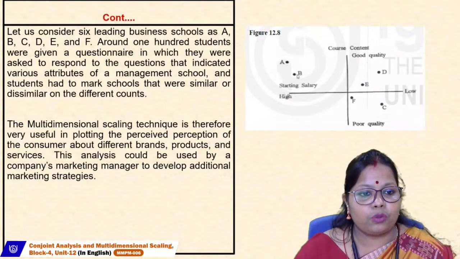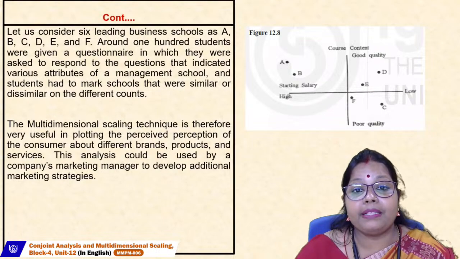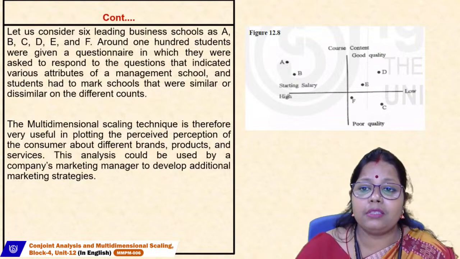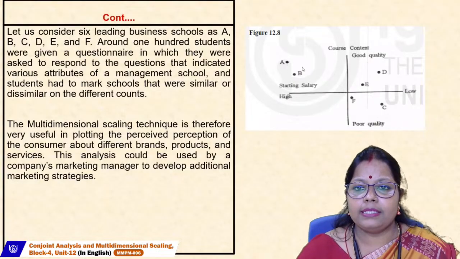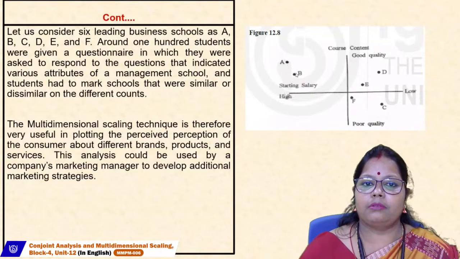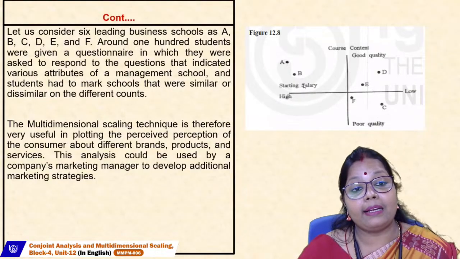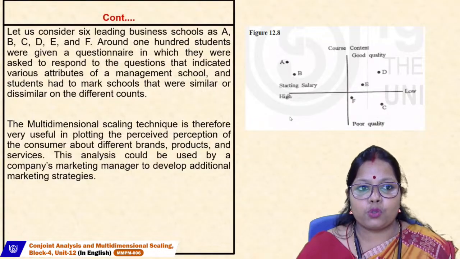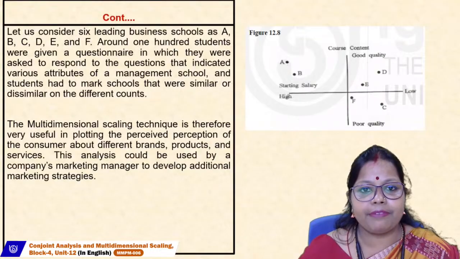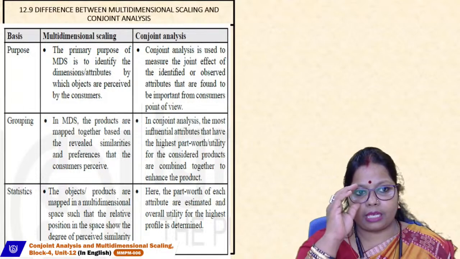So in this particular example we are discussing the comparison of B school A with other B schools of the same territory. We found very clearly that A is a school which is good in comparison to the other four B schools, but another B school, school B, is also in the same quadrant. So these things we can easily find out by using multidimensional scaling, because we are identifying the objects.